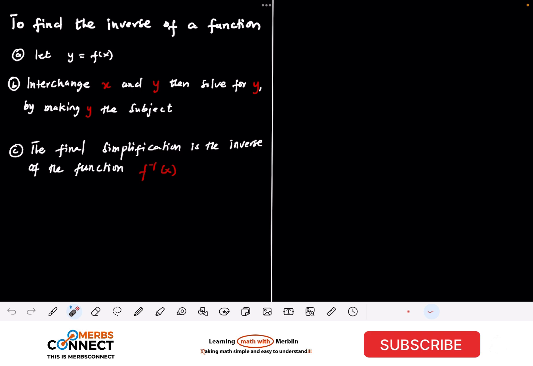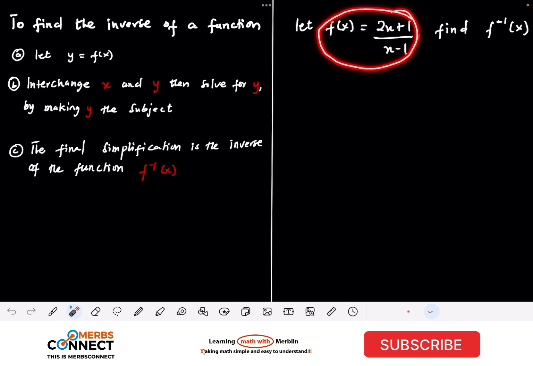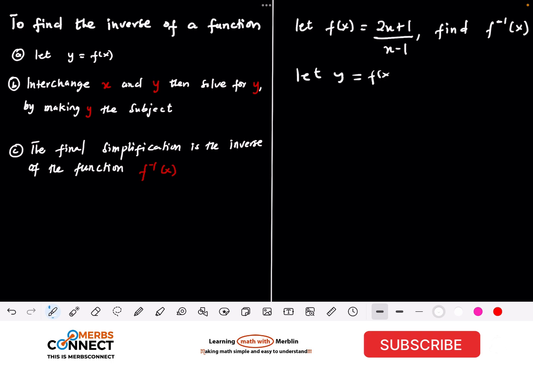Let's take one simple example and go through the process together to see how we can solve it using these steps. So now let's assume that we have f of x equal to this, and we want to find the f inverse. Good. So what are we going to do? The first step is let y equal f of x. So we let y be equal to f of x, and we are going to have 2x plus 1 divided by x minus 1, right? So this is what you are going to have.